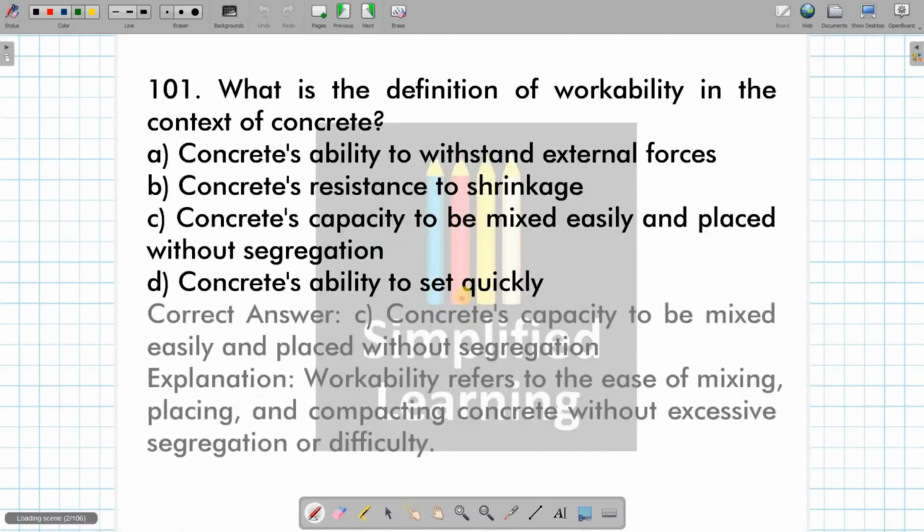Let's go to MCQ number 1. What is the definition of workability in the context of concrete? See, the definition of workability is the ease with which concrete can be mixed, placed and compacted without any excess segregation or any problem. Therefore, the answer is concrete's capacity to be mixed easily and placed without segregation. Out of these four options, the most appropriate one is option C.